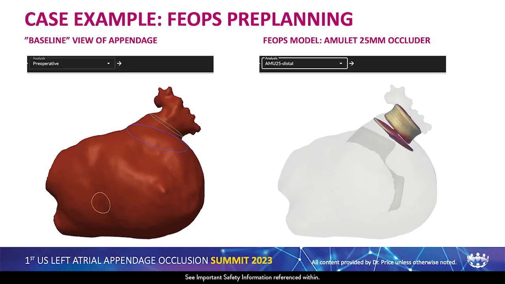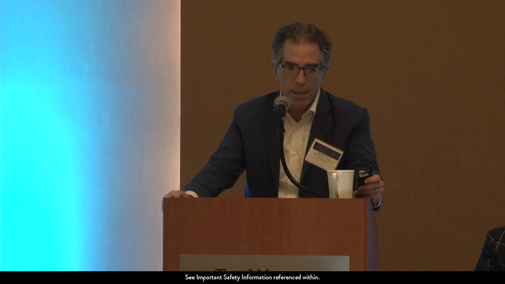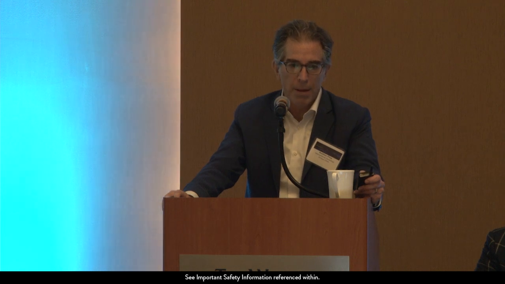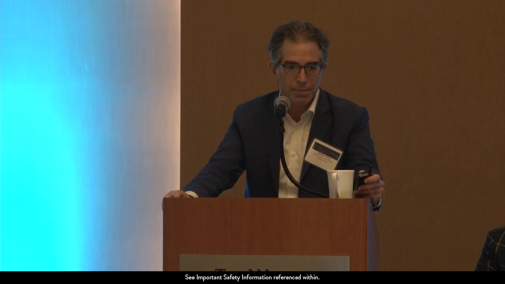So here's an example. This is the baseline view of this appendage. This is FEOPS pre-planning. This is an RAO caudal, so up and to the right. So this would be sort of a standard inferior mid, inferior posterior stick. This is what it's going to look like. Another tough case. Nothing looked perfect, but the 25 device I thought was the best looking device. So I'm planning to go up with a 25.